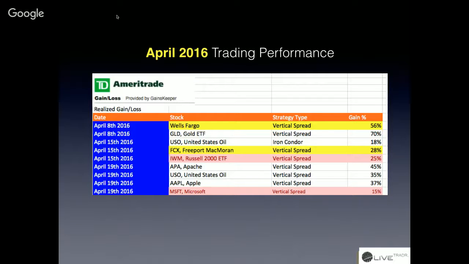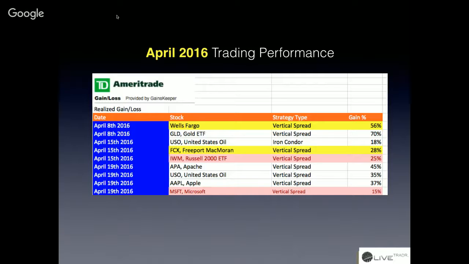In April, we have Wells Fargo, where we took profit of about 56% based on the margin we put up. GLD, USO, Freeport. Russell, we closed this trade out early and took a stop loss, a minor loss, while other trades like GLD, USO, FCX, and Wells Fargo all went in our favor. I'll show you step by step how we establish a vertical spread when it comes to identifying Elliott wave analysis on major trends.